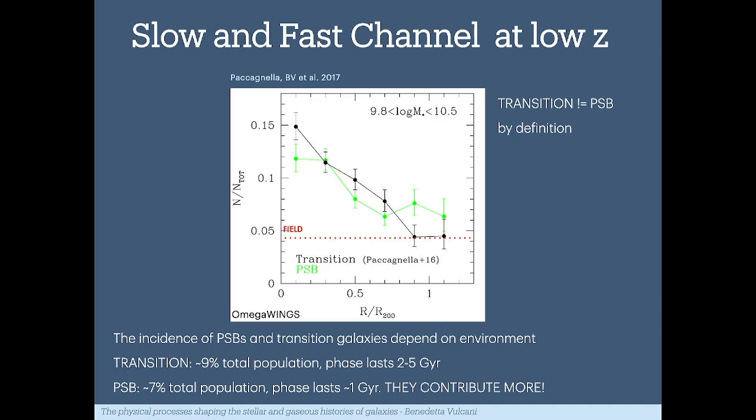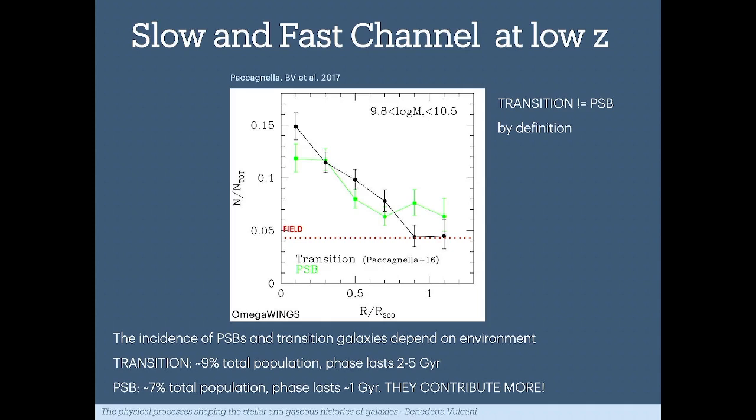So we talk about slow and fast channels, but can we understand which is the major mechanism in the local universe? Here we have the fraction of galaxies that are in transition in black and the fraction of galaxies that are post-starburst in green. This is done in stellar mass bins as a function of cluster-centric distance. We see, in general, that the fractions coincide very well, except in the core, where we don't have enough post-starburst galaxies, because by the time the galaxies get into the cluster core, they have already become passive. They lost the post-starburst signatures.